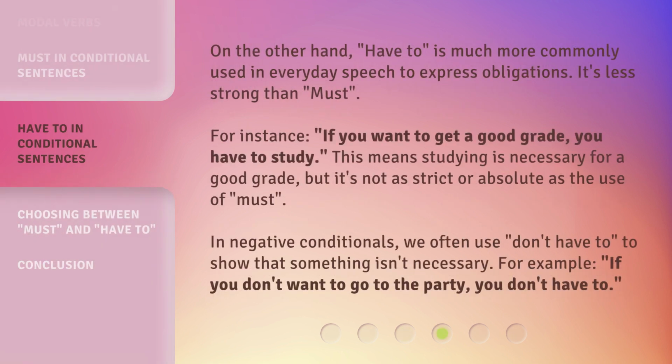On the other hand, have to is much more commonly used in everyday speech to express obligations. It's less strong than must. For instance, if you want to get a good grade, you have to study. This means studying is necessary for a good grade, but it's not as strict or absolute as the use of must. In negative conditionals, we often use don't have to show that something isn't necessary. For example, if you don't want to go to the party, you don't have to.